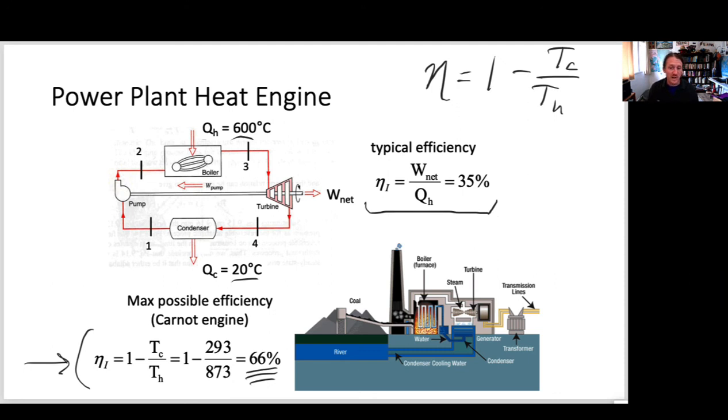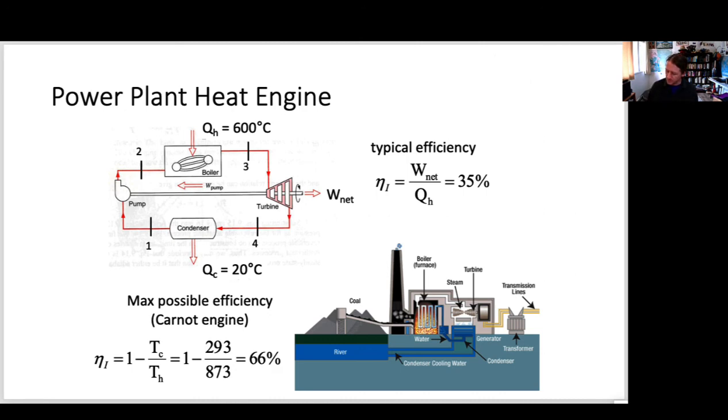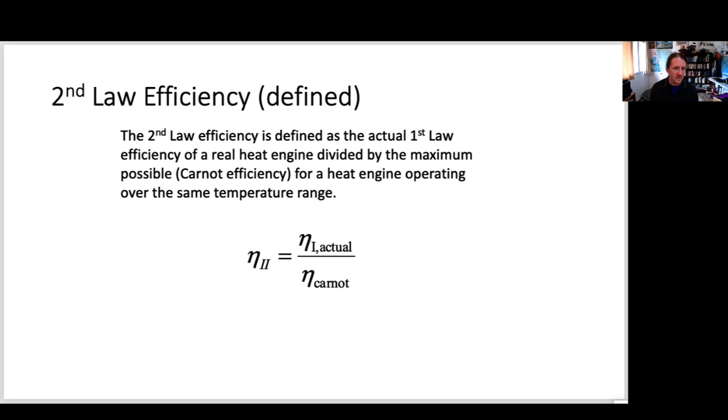And that comparison is what we're going to call second law efficiency. So that has to do with how well we're doing compared to that theoretical maximum. Another way of writing this is that the second law efficiency is the actual first law efficiency, so 35% in the case of our power plant, divided by the maximum or the Carnot efficiency for a heat engine operating at the same temperature range. In this case, it was 66%.